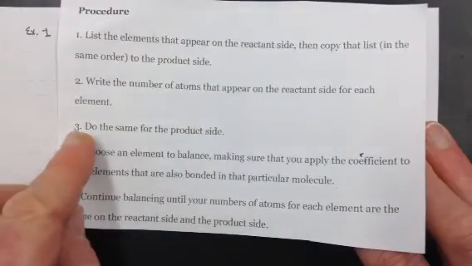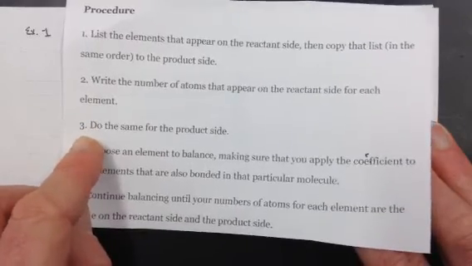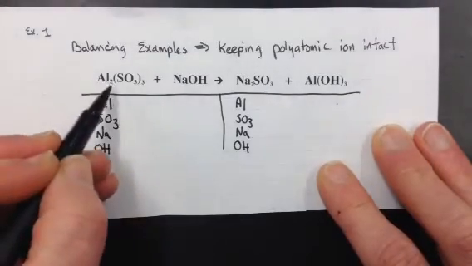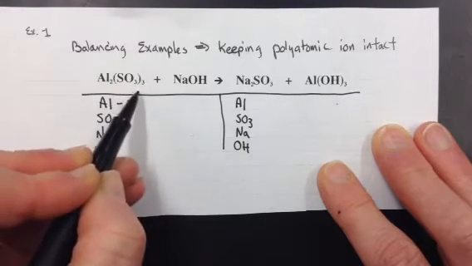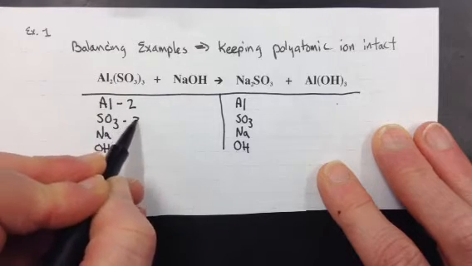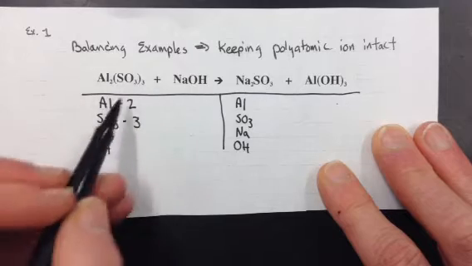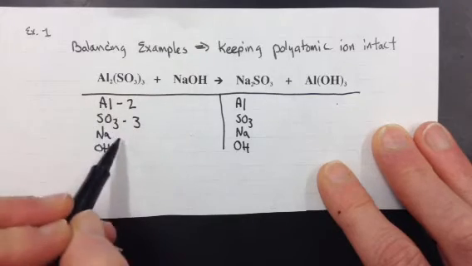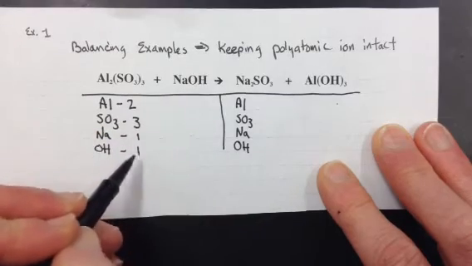Next step, write the number of atoms that appear in the reactant side for each element, then do the same for the product side. I'm counting here. Aluminum, I have 2. My sulfite, I have 3 sulfites. We ignore the subscript inside. For now, we're just looking at treating it like one atom. That's all right here. Na is 1, and our hydroxide is 1.